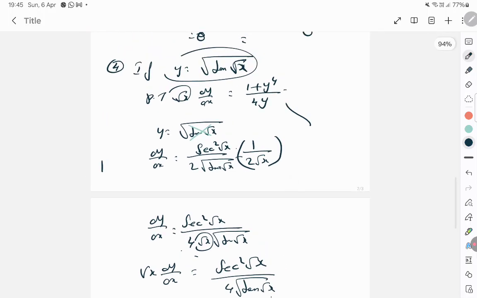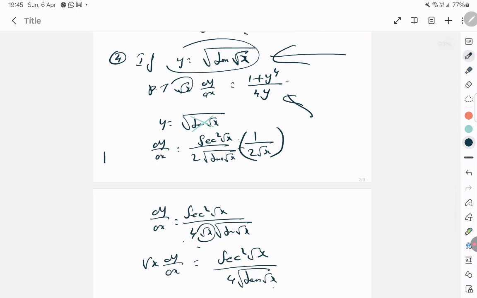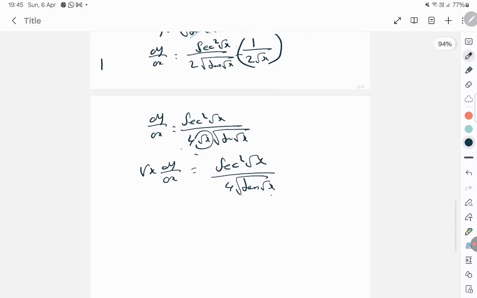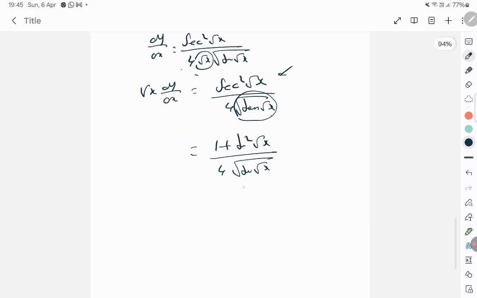But what we need to prove here is with y. y is in the question. Root of tan of root x is nothing but y. So you can substitute this as y. And secant square theta is 1 plus tan square theta. So you can write it as 1 plus tan square root x by 4 root of tan root x. And you're going to write this as y. So it will be 4y. And this will be 1 plus y to the power 4.